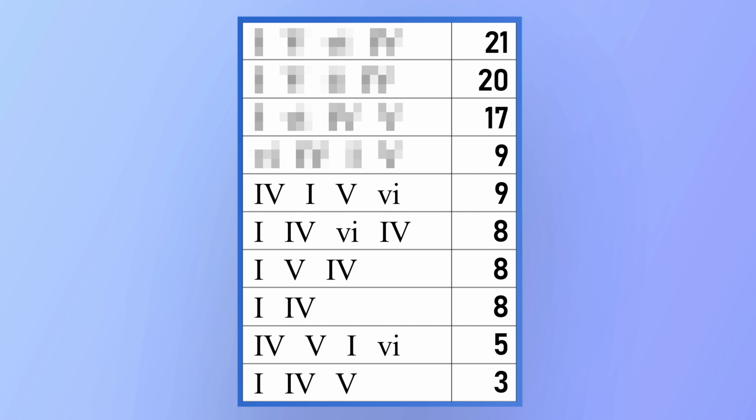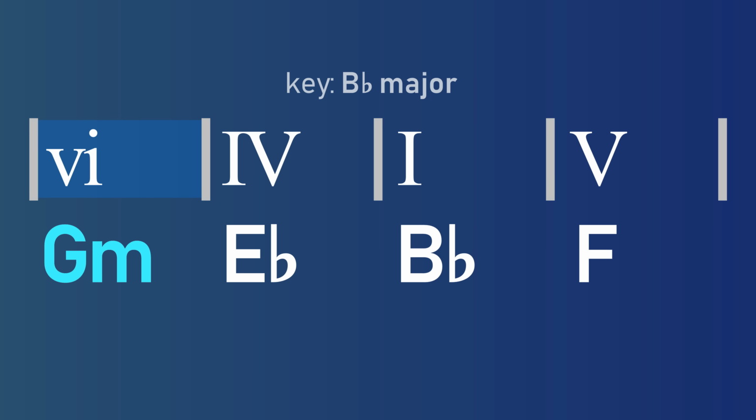So returning to our list, Taylor Swift's 4th most common chord progression is 6, 4, 1, 5, or in the key of B flat major, that would be G minor, E flat, B flat, F.